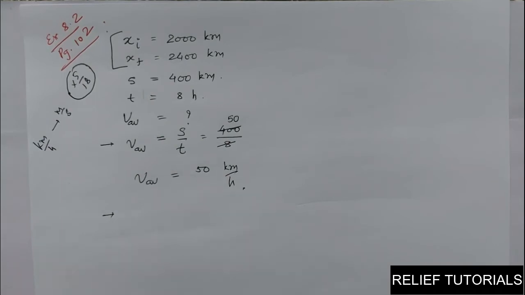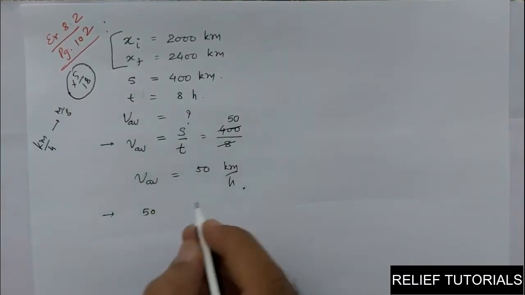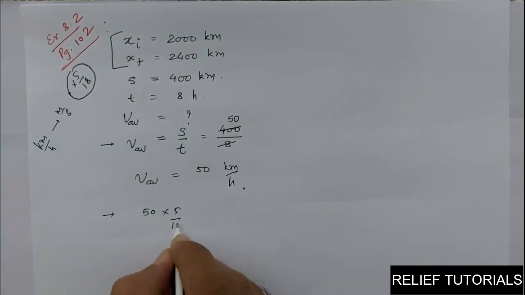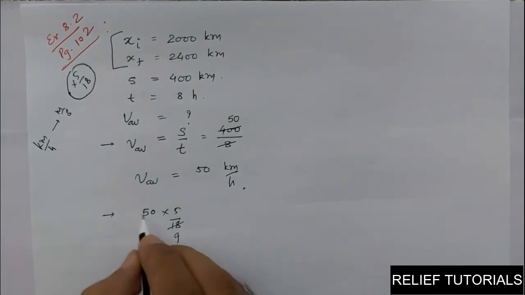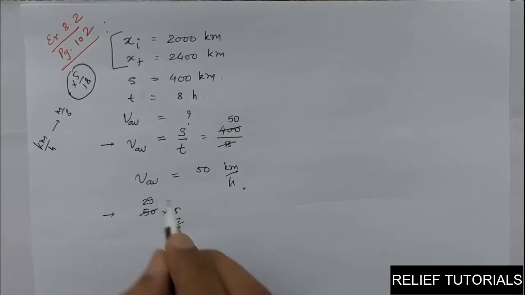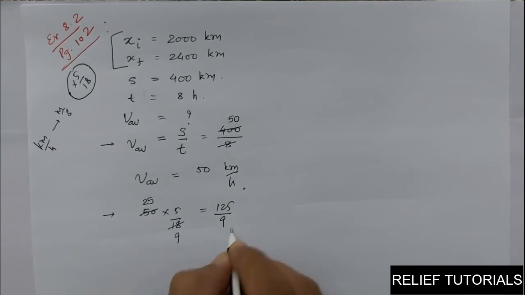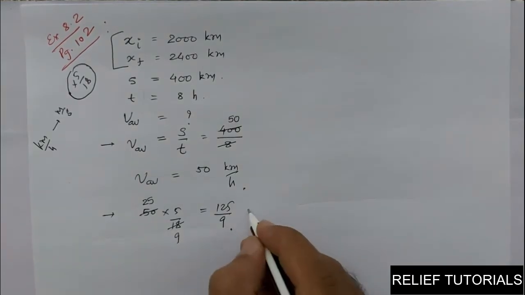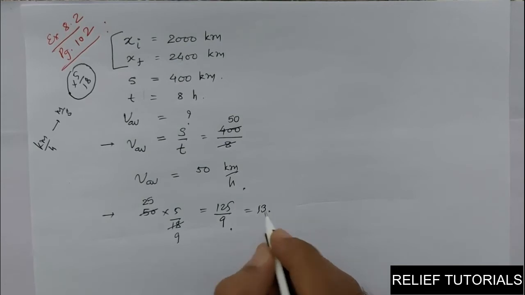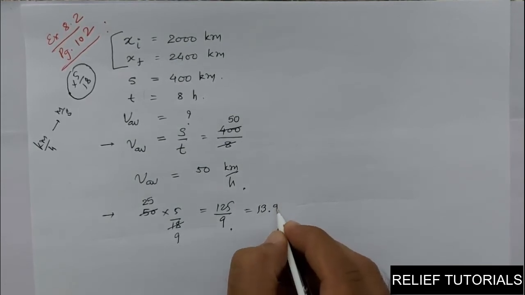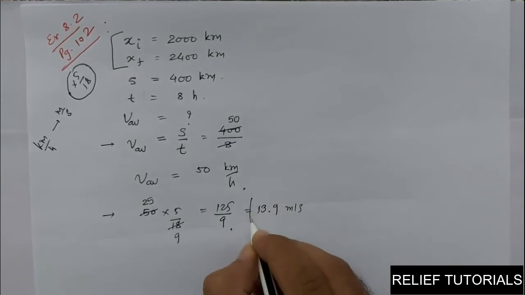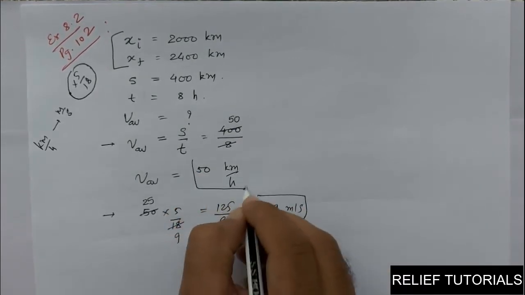Now you convert this 50 kilometer per hour into meter per second. To convert 50 kilometer per hour into meter per second, you multiply that number by 5 upon 18. 2 9s are 18 and 2 25s are 50. 25 5s are 125 upon 9. 125 upon 9 is nearly 13.88, which is about 13.9 meter per second. That's all. This is your answer.